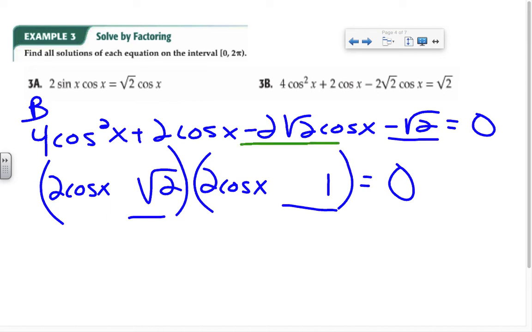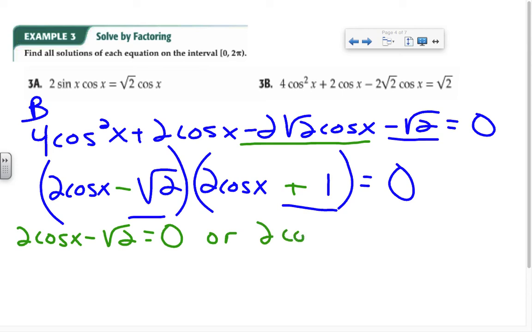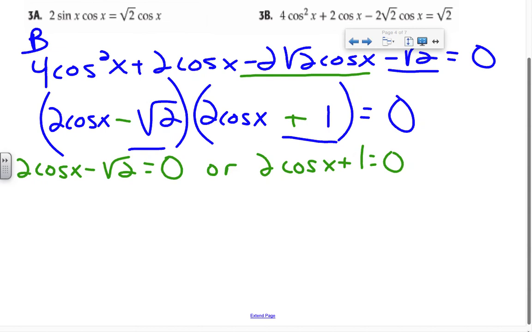Since this term is negative, I want the radical 2 to be negative. And so now I've got my 2 binomials that I'm going to set equal to 0. 2 cosine x minus radical 2 equals 0, or 2 cosine x plus 1 equals 0.